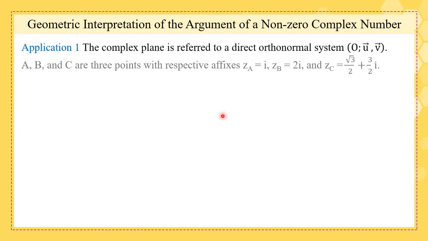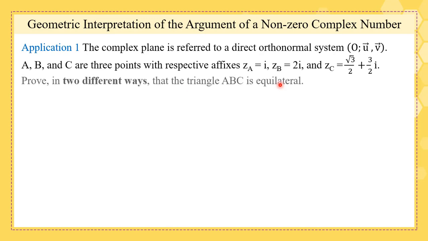Let's see this application. A, B, and C are 3 points with respective affixes. We need to prove in two different ways that the triangle ABC is equilateral. Try to think about it. Try to do it alone.